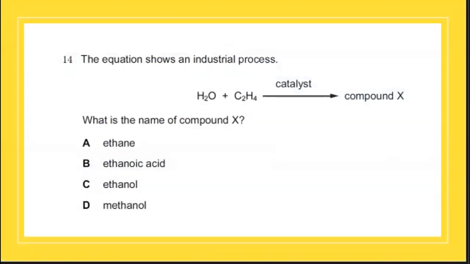Question 40. The equation shows an industrial process. You have water, H2O, plus C2H4, which is ethene, in the presence of a catalyst, gives you compound X. And the question they ask, what is the name of compound X? So what is compound X? I'll give you 30 seconds to try it.